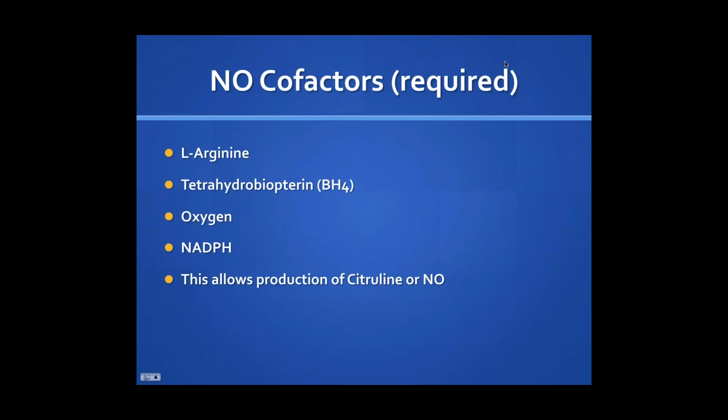So some of the cofactors that are required for the production of nitric oxide: L-arginine in the body, which we kind of looked at. The second one, tetrahydrobiopterin, I want to look at in a little more detail because this is how it fits into the methylation cycles that we have covered in the past. Oxygen is required, and NADPH, which is produced in the citric acid cycle. And these factors will allow for the production of citrulline and then on to nitric oxide.